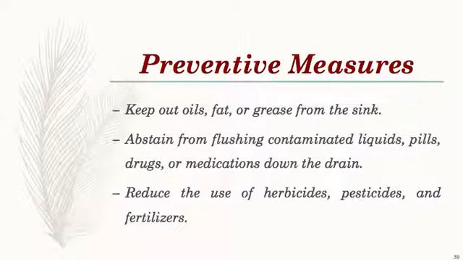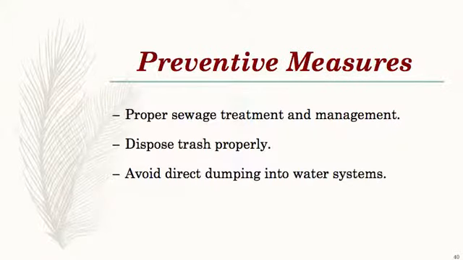Reduce the use of herbicides, pesticides and fertilizers. Excessive use of all these may lead to water pollution in our environment. Then, proper sewage treatment and management. Proper sewage treatment is required to limit the amount of toxic substances that normally end up in water systems such as lakes, rivers and oceans.